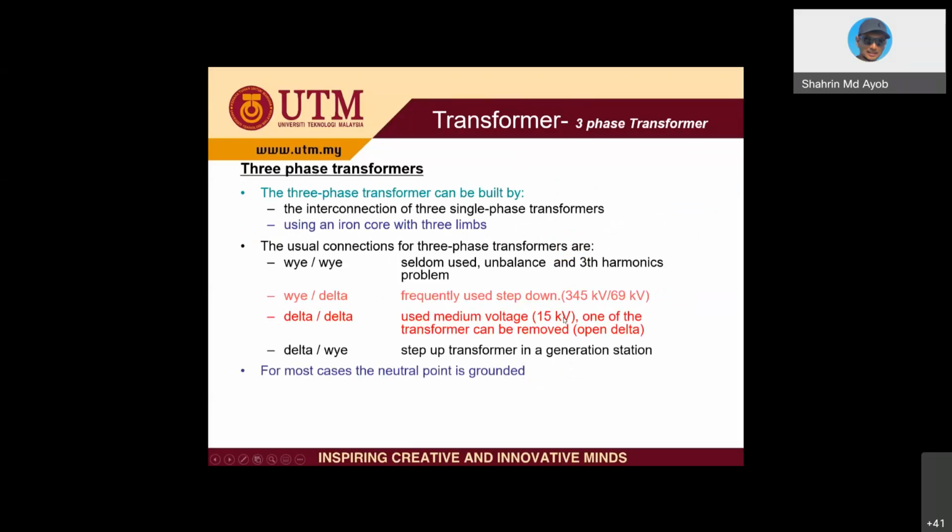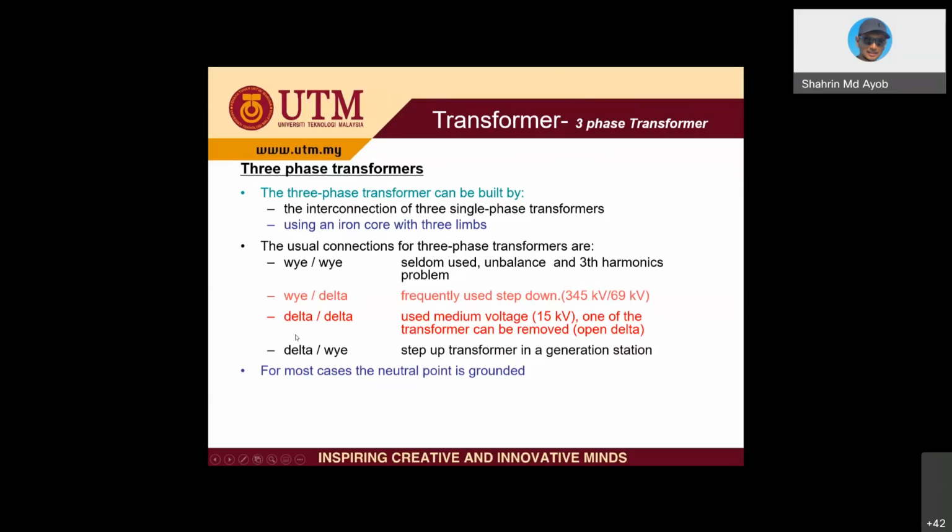Okay, and then we go for the three-phase transformers. So any questions regarding the three-phase transformer? So as you can see, it's just only what you call a theory. So for the three-phase transformer, we have Y to Y connections, Y delta connections, delta delta, and delta Y.